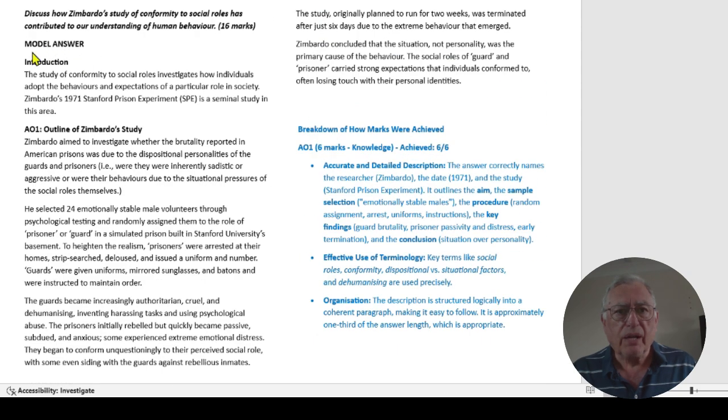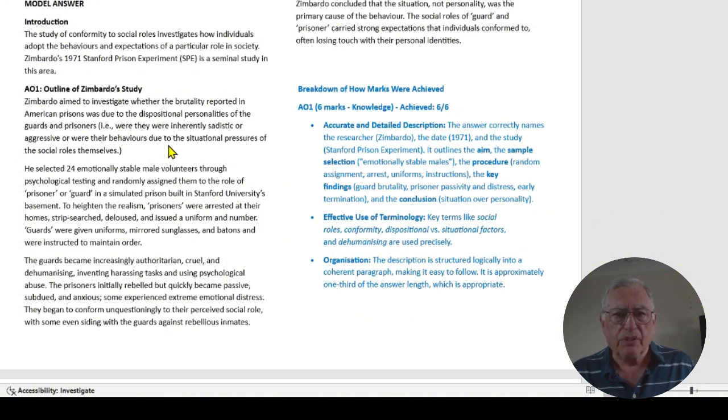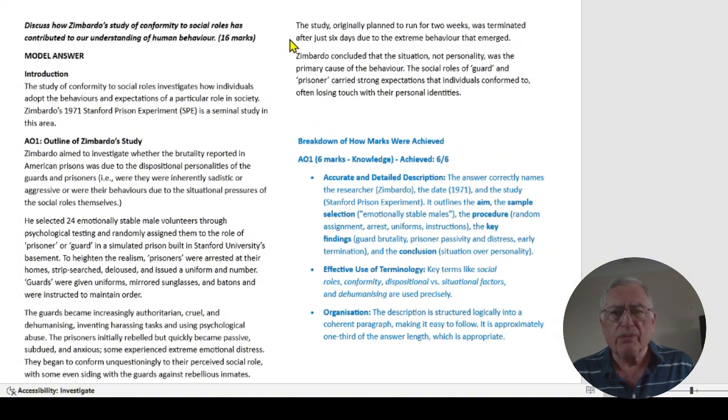If you have a look at the model answer, it begins with an introduction. Very briefly, it just states the main idea of the study, and then there's a carefully and well set out outline of Zimbardo's study. And I'm going to pause the video for a moment to let you read it, and then we'll quickly have a look at the breakdown of how the marks were achieved, and I've done that in blue. So just pause for a moment.